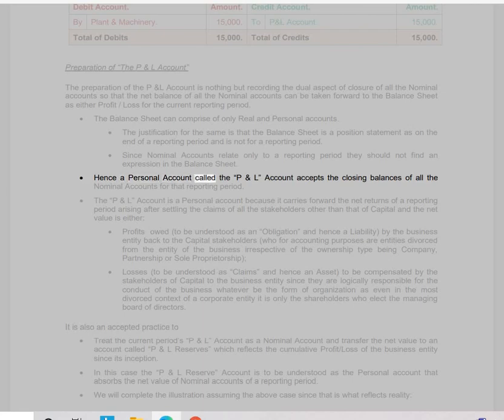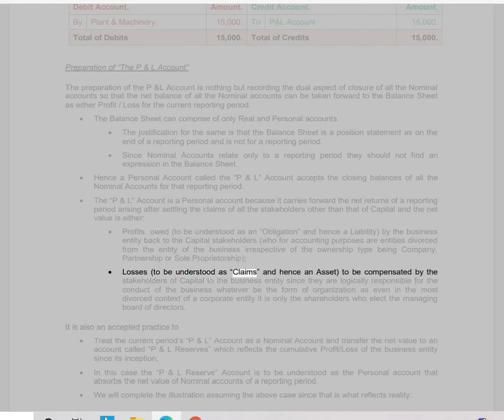Hence a personal account called the P&L account accepts the closing balances of all the nominal accounts for that reporting period. The P&L account is a personal account, because it carries forward the net returns of a reporting period arising after settling the claims of all the stakeholders other than that of capital, and the net value is either profits owed, to be understood as an obligation, and hence a liability, by the business entity back to the capital stakeholders, who for accounting purposes are entities divorced from the entity of the business irrespective of the ownership type being company, partnership, or sole proprietorship.